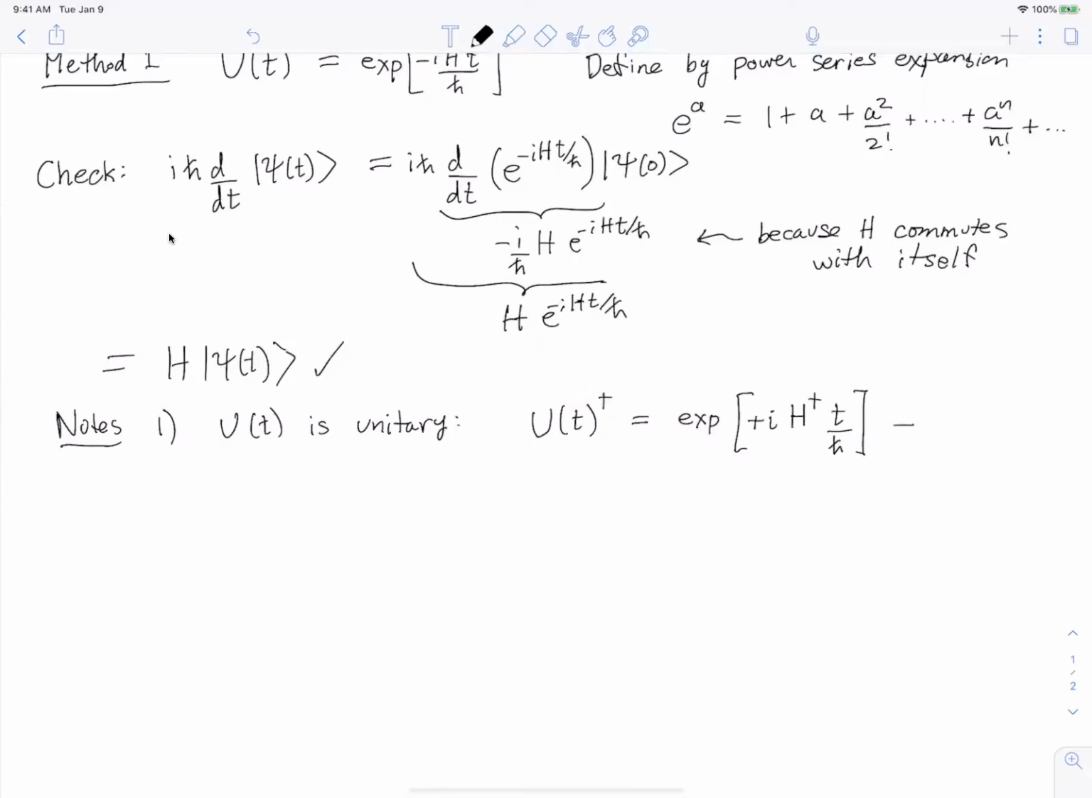Now the Hamiltonian is Hermitian because it's an observable. It represents the energy. And so H dagger is the same as H. And so this is the exponential of i H t over h bar. So we've used the fact that H is Hermitian.